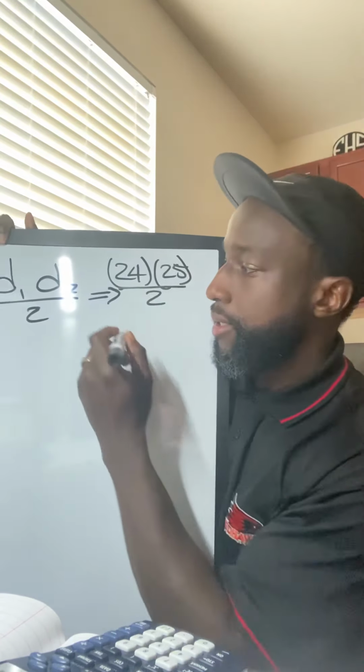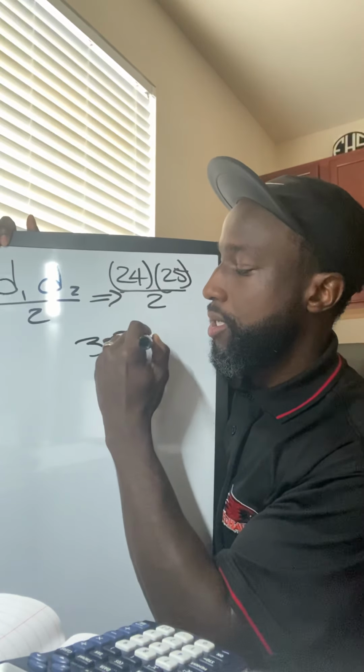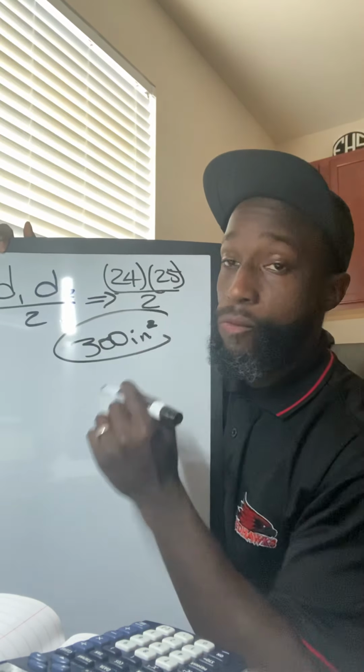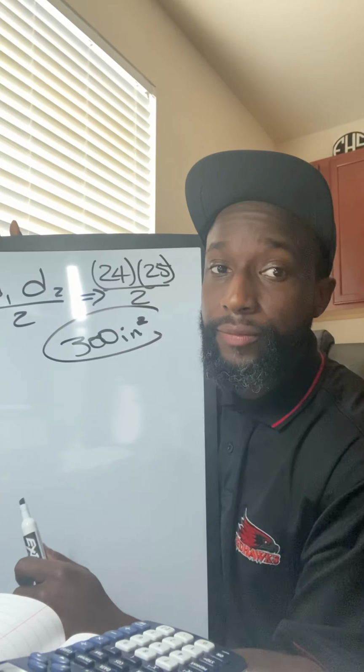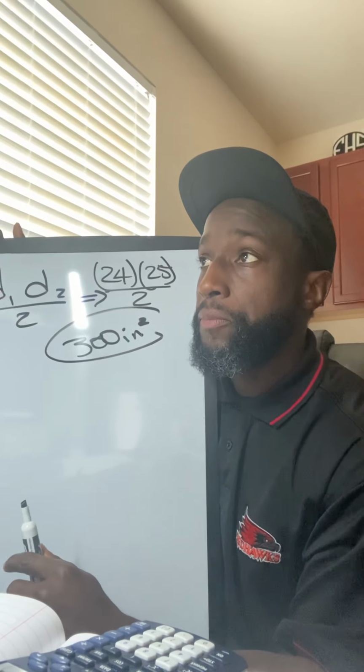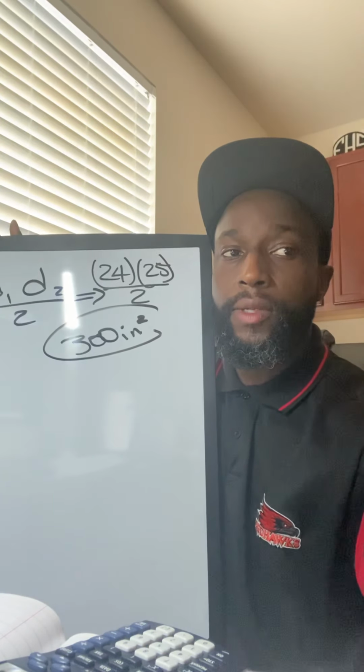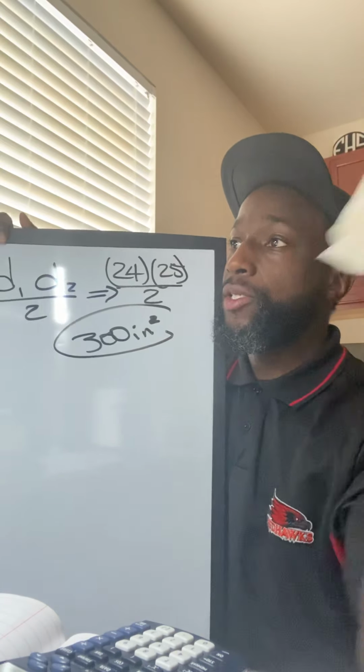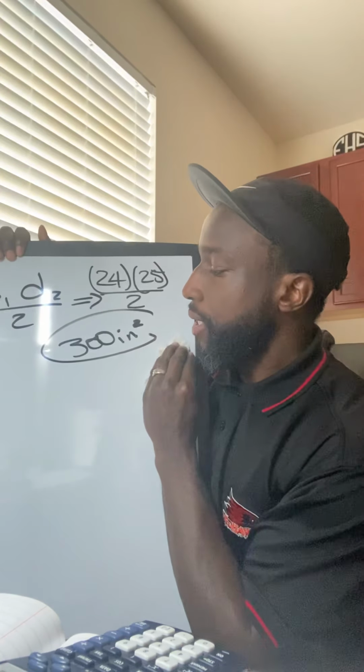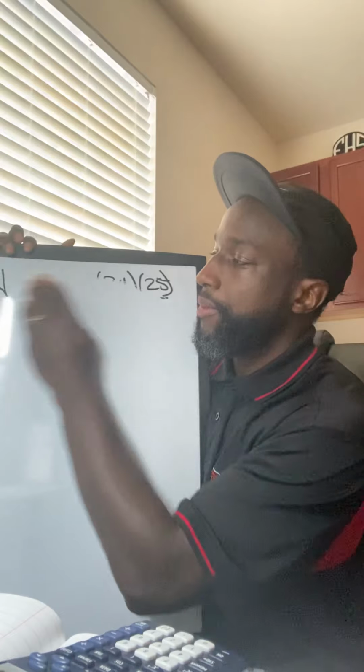You should have gotten 300 inches squared. Anybody get that? Okay, cool. For number 2 now, number 2 is talking about similar triangles.